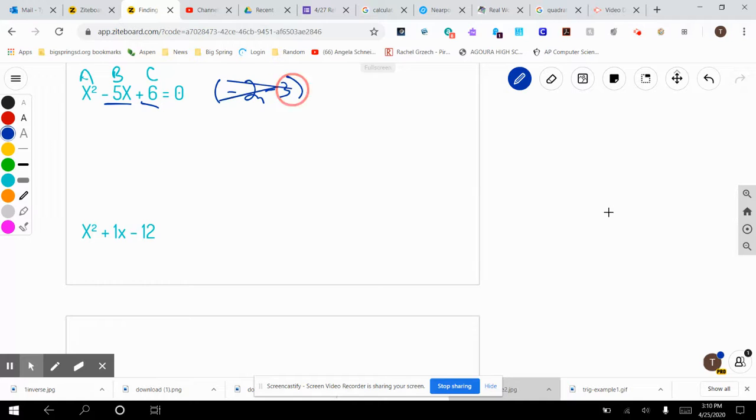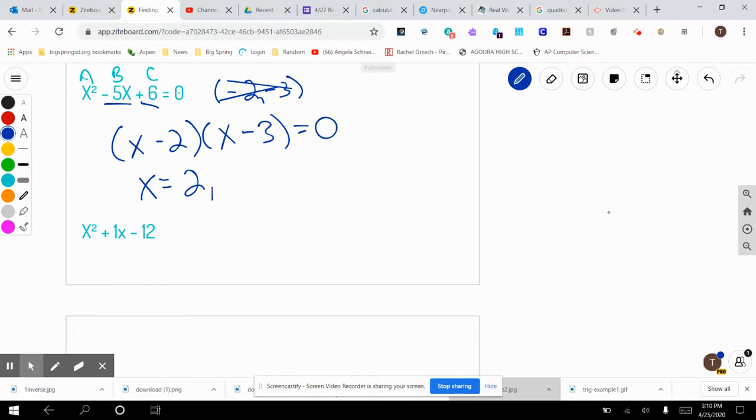Okay, now those aren't my answers, so I should be careful writing that. That tells me that we have x minus 2 times x minus 3 equals 0. So our answers are actually 2 and 3.